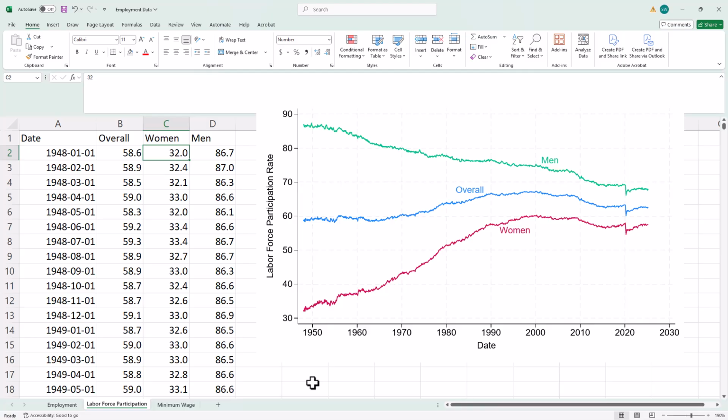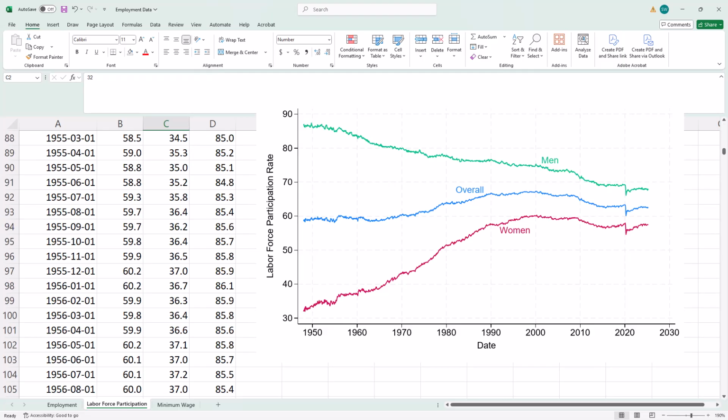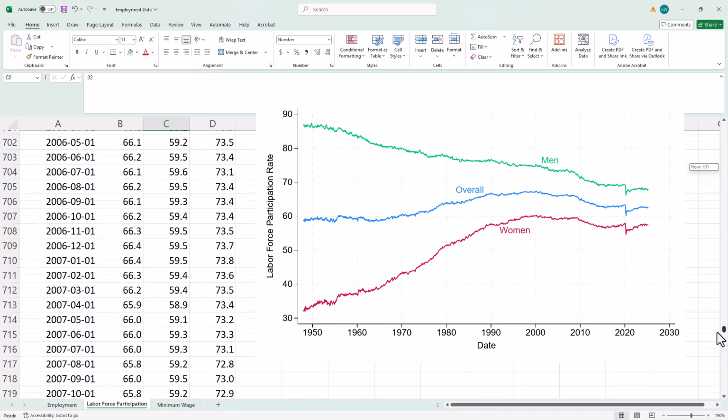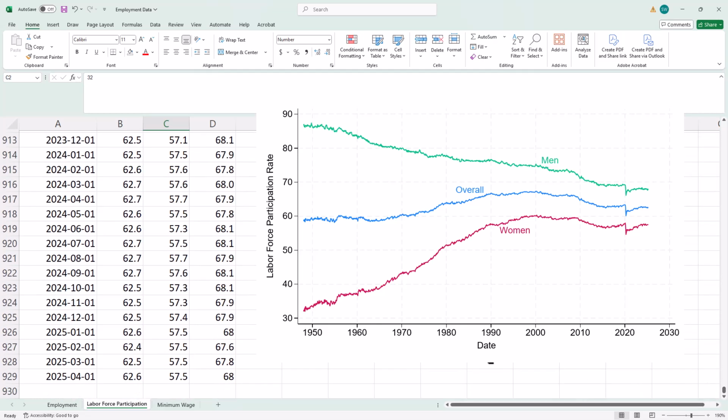And as we go forward through time, we can see the female labor force participation rate going up, while the male participation rate slowly goes down, meaning that over time, the participation rates for men and women have gotten closer and closer together. If we go down all the way to the present day, we can see that men are at 68%, women at 57.5%. So while men still have a higher participation rate, the numbers are much closer than they were back in the 1940s and 1950s.